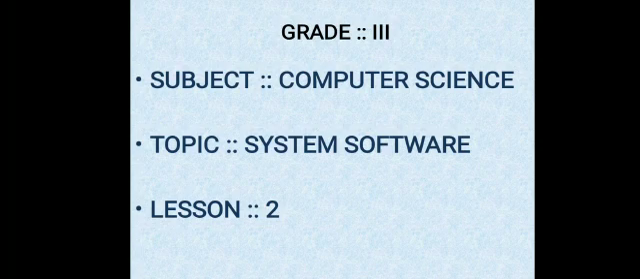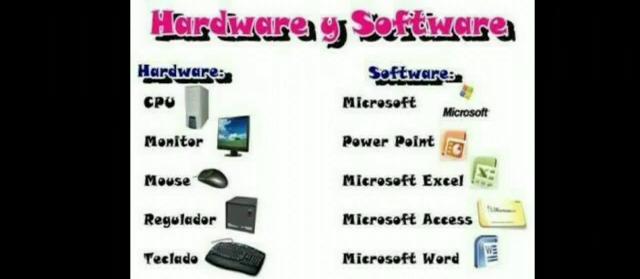Okay children. Okay, next, what is the difference between hardware and software? So hardware means what? The outer parts, that is we are able to touch, that is the outer part of the computer is called hardware. Okay, software is an application that is inside the computer. So for example, hardware: CPU, monitor, mouse, these are all computer hardware. And software: Microsoft PowerPoint, Excel, Access, Word. So these are all what? These are all the software.